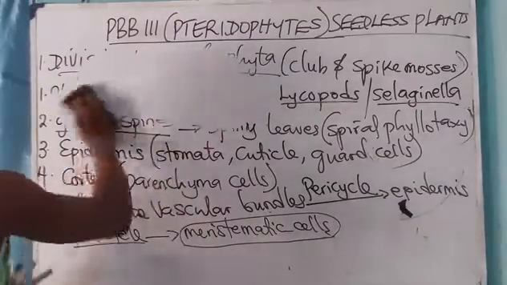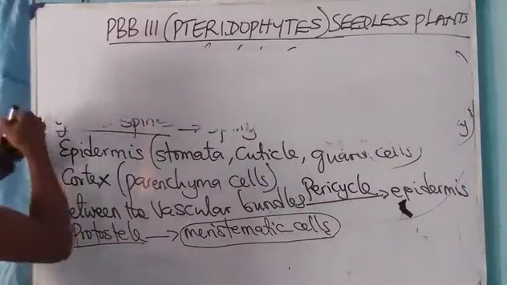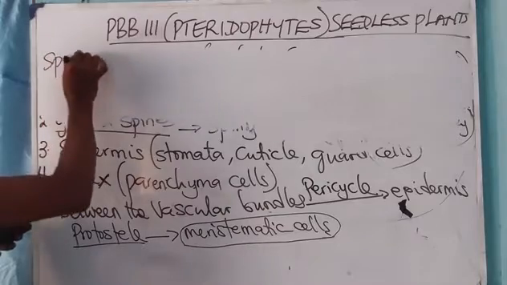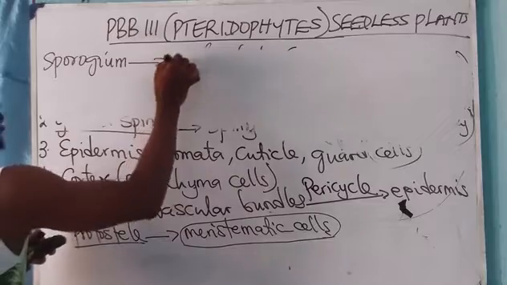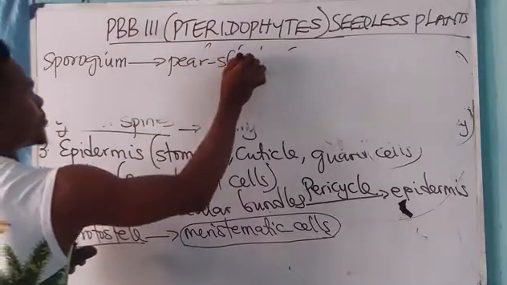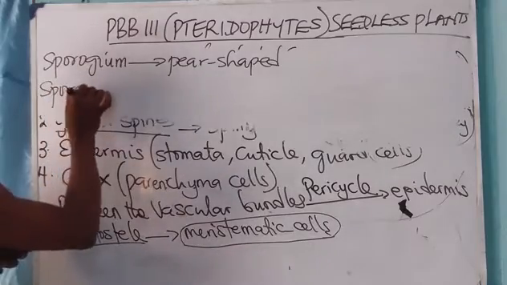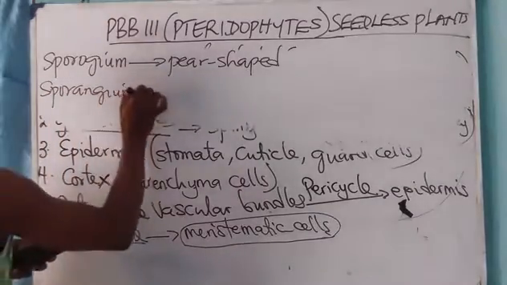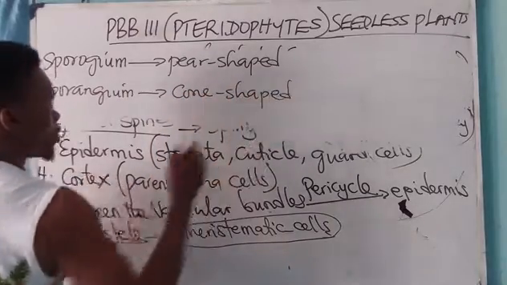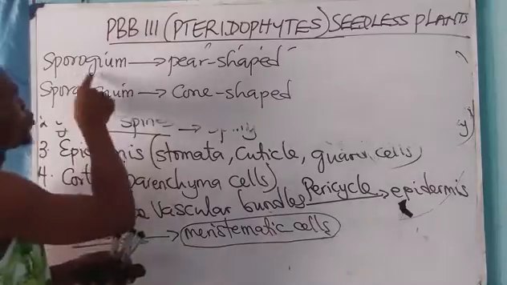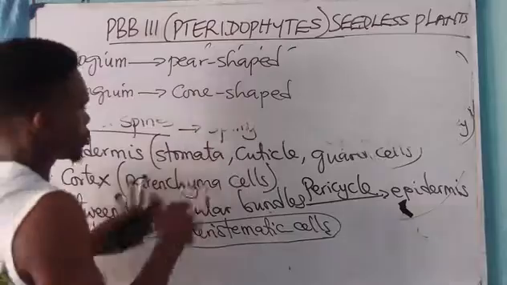Sporangium. We have sporangium and we have sporogium. Let me write it here. We have sporogium. This sporogium is pear-shaped. Then sporangium is what? Cone-shaped. Don't take one for the other. Sporogium is what? Pear-shaped. The sporangium is what? Cone-shaped.